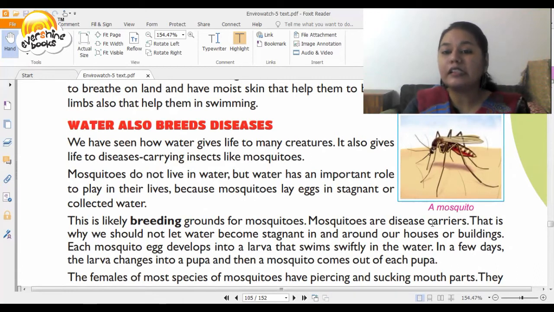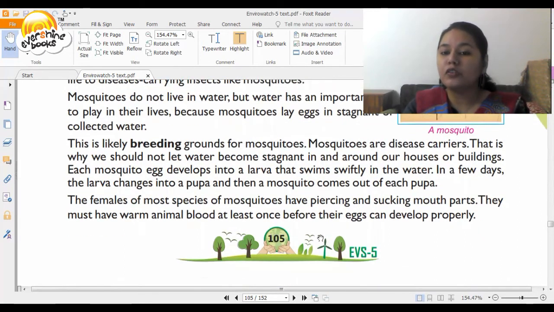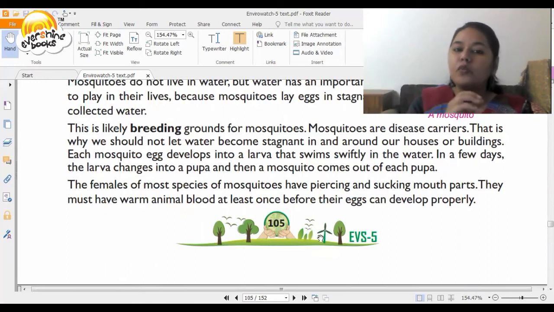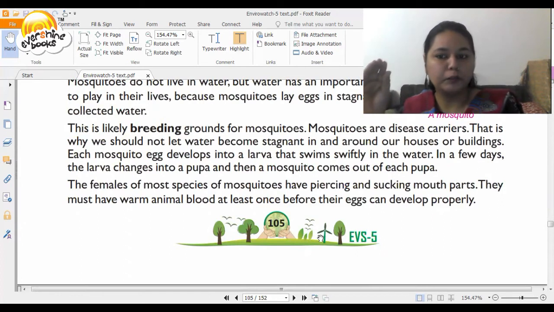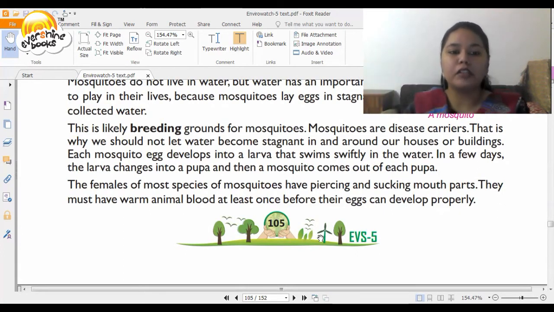Mosquitoes are disease carriers. That is why we should not let water become stagnant in and around our houses or buildings. Each mosquito egg develops into a larva that swims swiftly in the water. In a few days, that larva changes into a pupa and then a mosquito comes out of the pupa. So this is the life cycle of a mosquito. There is an egg that becomes a larva, then it becomes a pupa, and then the fully grown mosquito comes out of it.